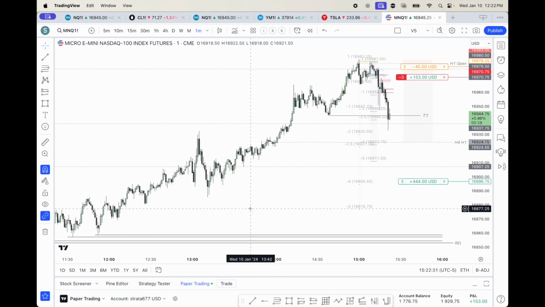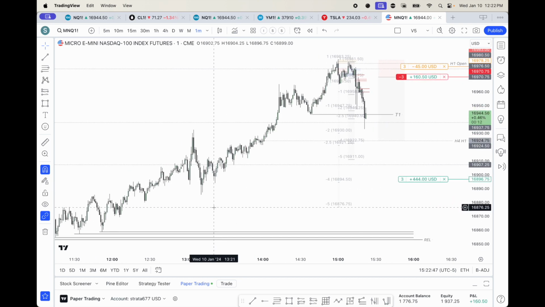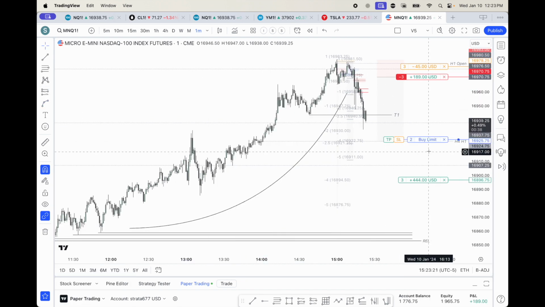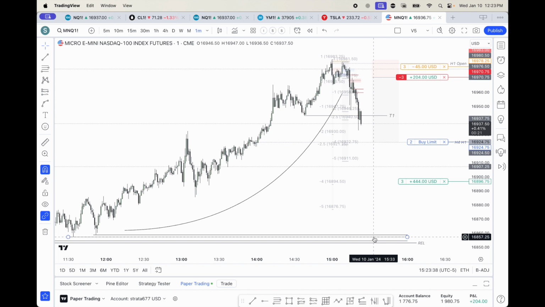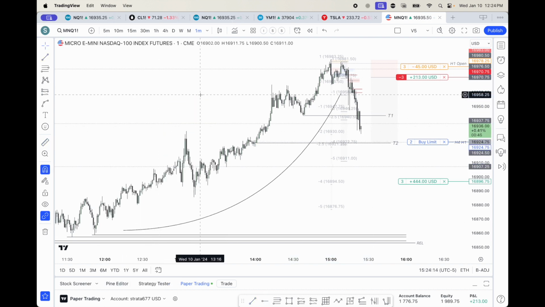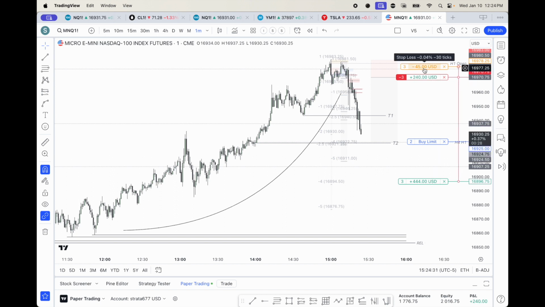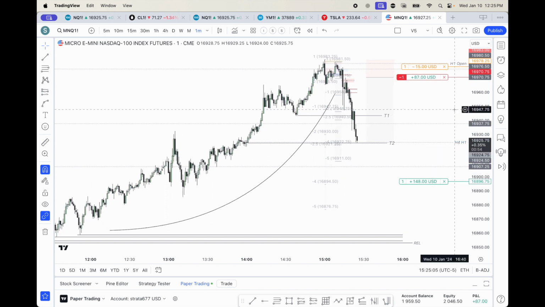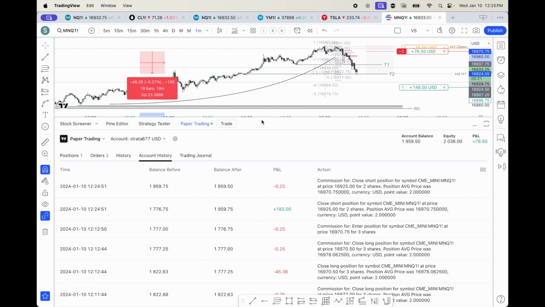I'm trying my best not to move the chart around while I'm recording, but I'm also trying to measure other standard deviations to find more targets for price in case I want to leave a runner. Price hits my second target represented by T2, which offered about 45 points.